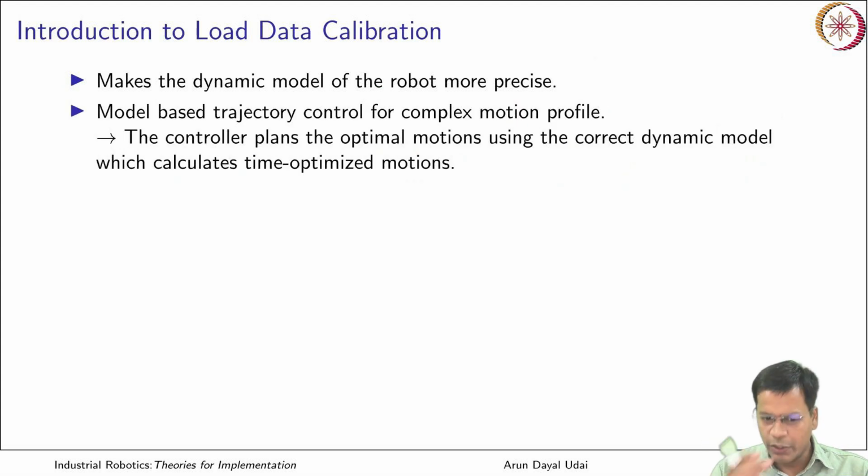Okay, so model based trajectory control is for complex motion profiles. You have seen earlier in our application videos when I showed you a robot doing a gluing operation. It was moving in a free form shape and doing that gluing operation. There are painting operations also, where the trajectory is very complex, and you have seen laser cutting. So there are many applications in the industry in which your robot makes a complex motion.